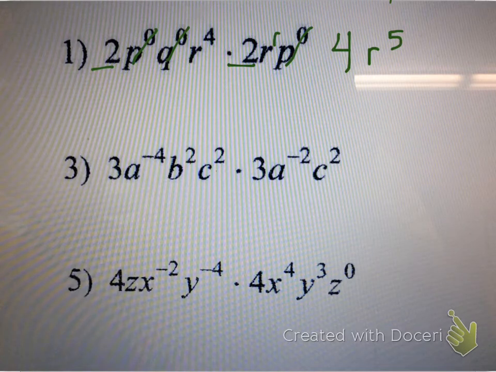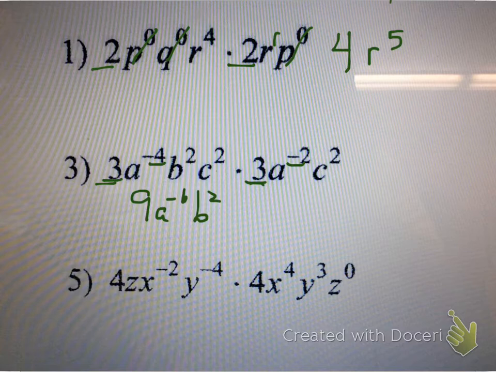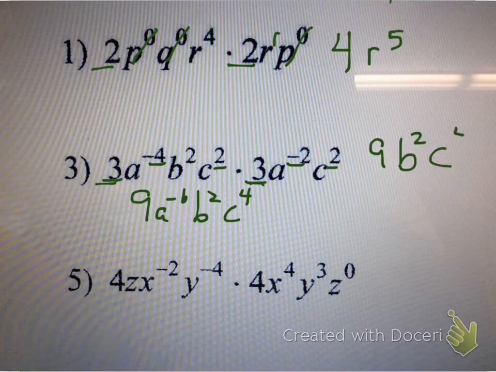Okay, so for number 3, again, multiply the coefficients. 3 times 3 is 9. And then start adding the exponents. I like to put these in alphabetical order, but as long as you get them all, that's fine. So for the a's, -4 plus -2 is -6. So I'm adding those exponents. b to the 2, because there's no other b's, and then 2 plus 2 for the c gives me 4. Now, since there is a negative on that a, I need to rewrite this where I put the a on the bottom. And that's it.